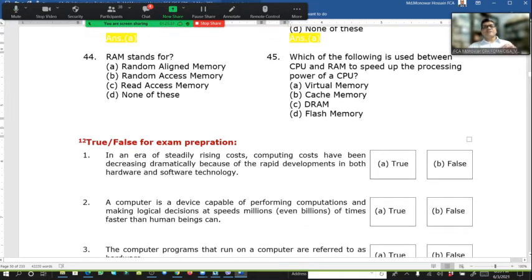RAM stands for read-only memory, read access memory, etc. So what would be the answer? Random access memory, sir. Yeah. Here, B, random access memory.